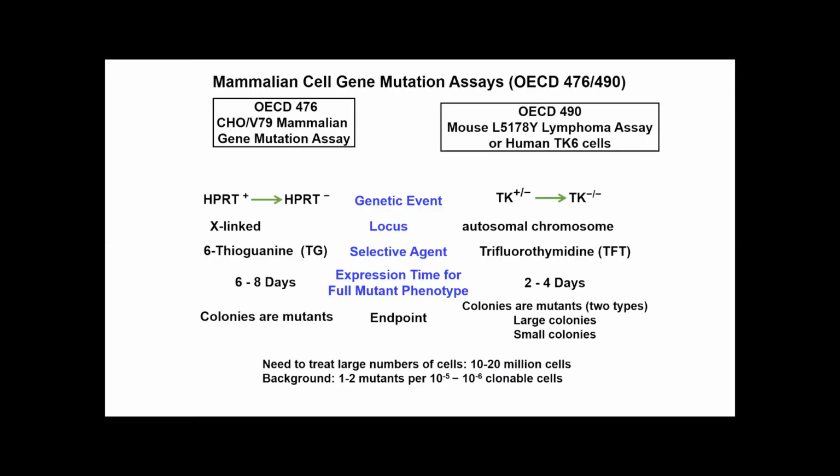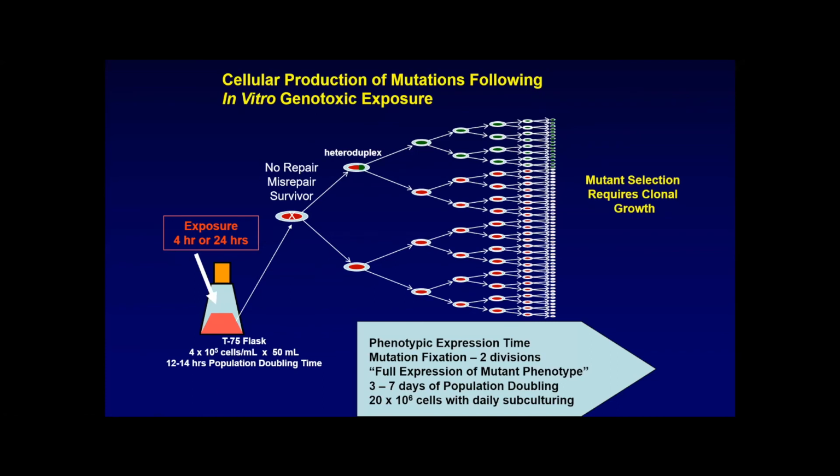So you need to treat large numbers of cells for this, and this is why there's no such thing as a high throughput mutation assay. And there might be one coming along soon, but I'll talk about that later. So why is there no high throughput testing assay for mutations? Well, because you need to treat large numbers. When we do these experiments, we treat 4 times 10 to the 5th cells per mil for 50 mils in a T75 flask. That's 20 million cells.